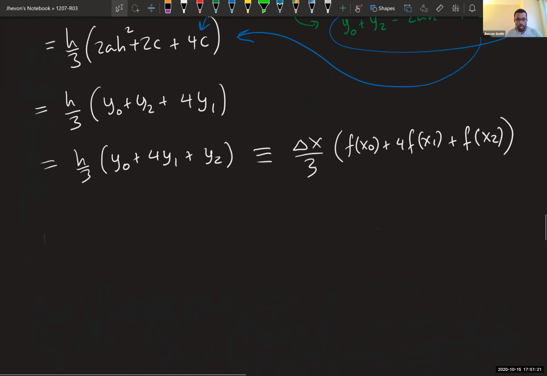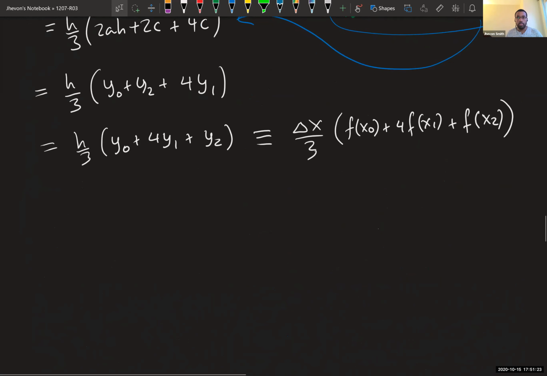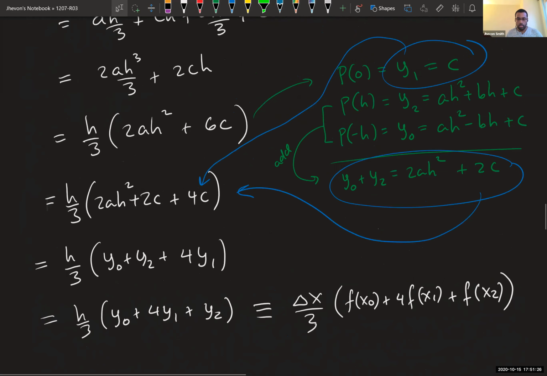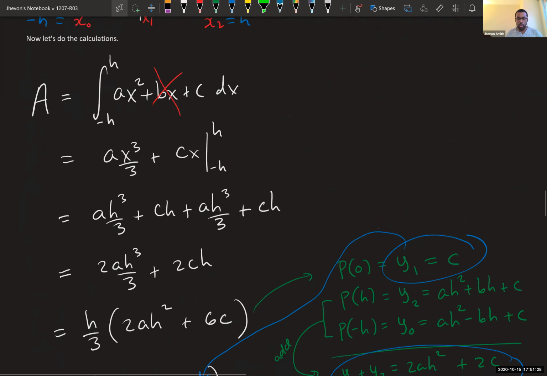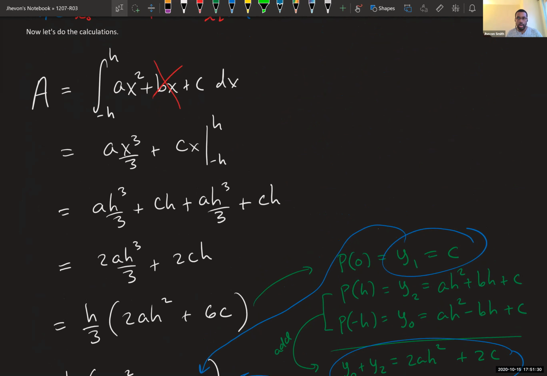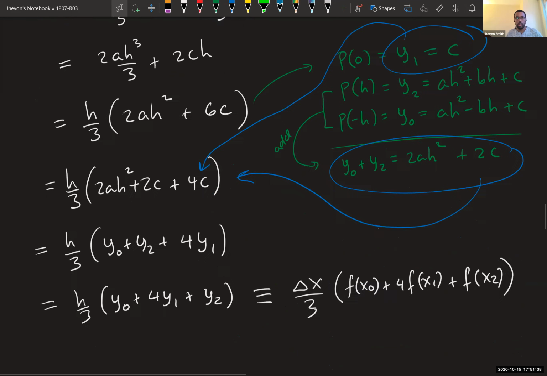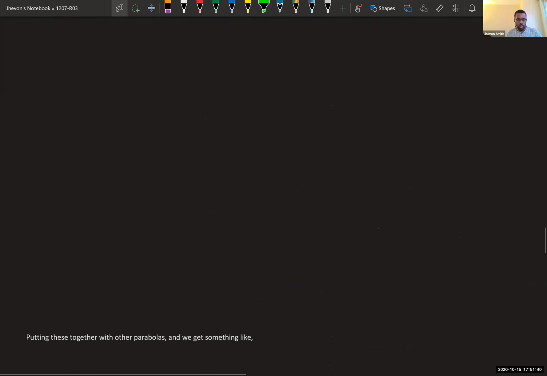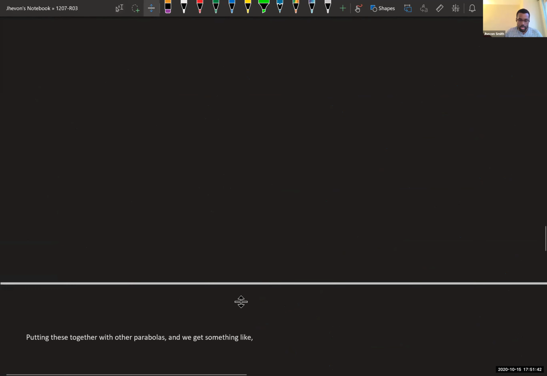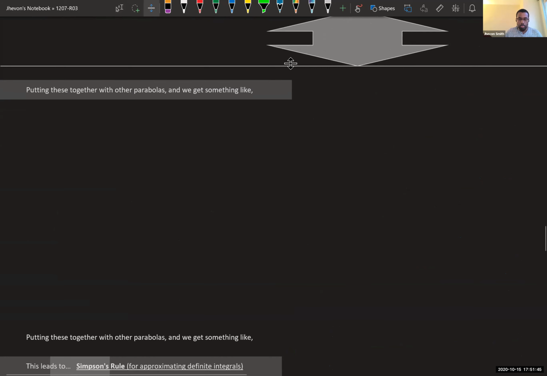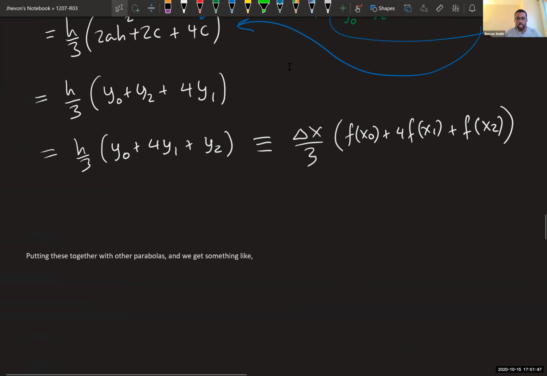Professor? Yeah. I'm sorry, I didn't really understand why you eliminated the bx in the beginning of the problem. Because it would be zero. If I integrated it, I would get bx squared over two. If I plug in an h and a minus h, they end up the same. Fundamental theorem of calculus would cancel. Right, but you could have known that from the beginning because bx is an odd function. It's symmetric about the origin. And so for all such functions, if you're integrating from minus a to a, it always is zero.